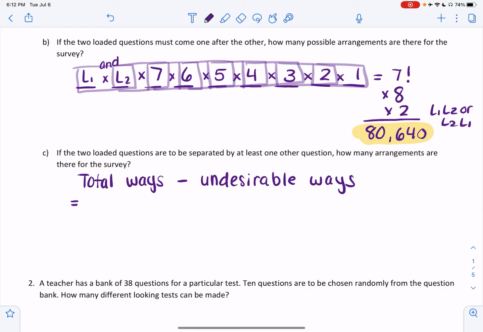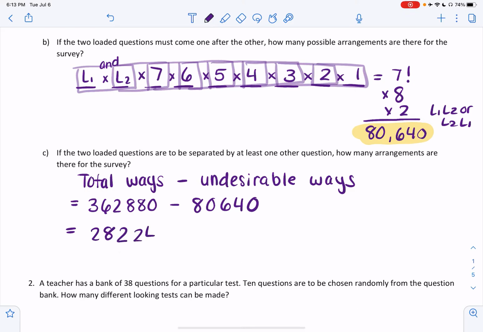So the total ways we could arrange our survey, there were 362,880. And then we'll subtract the ones we don't want, which are the ones where our loaded questions are together. So that would be 80,640. Put that into my calculator, and I get 282,240 ways. There we go.